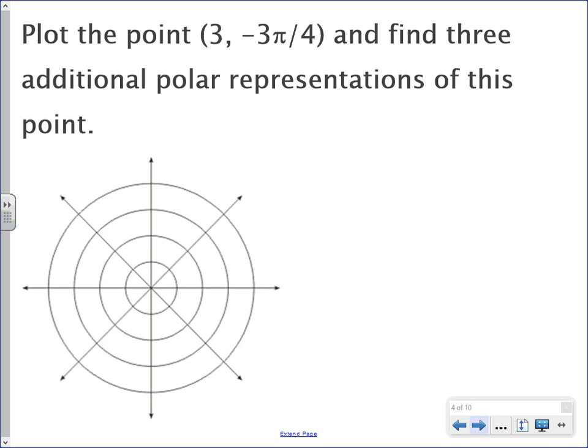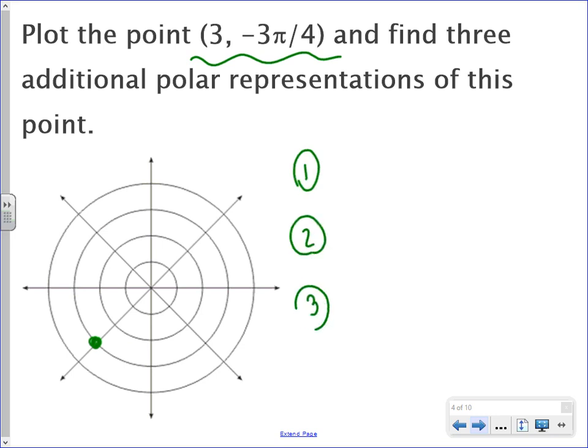Okay. So if we are going to plot 3, negative 3 pi over 4, let's first rotate negative 3 pi over 4. Okay. So negative 3 pi over 4, which quadrant is that in? Okay, negative 3 pi over 4, we rotate this way to here, right? So here's negative 3 pi over 4, and then our R value is 3, so we would move forward 1, 2, 3. There it is.